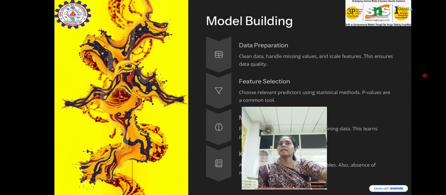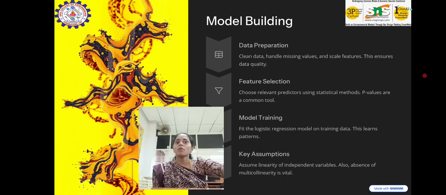And the model building steps are data preparation, feature selection, model training, and key assumptions.